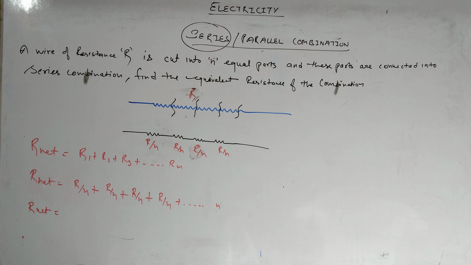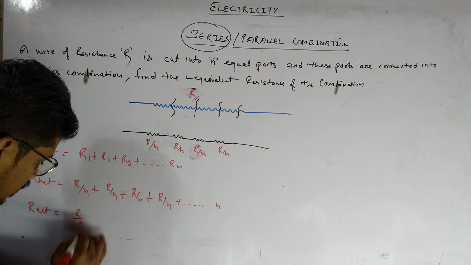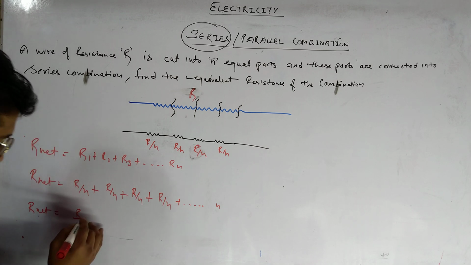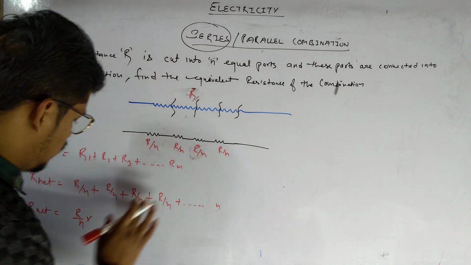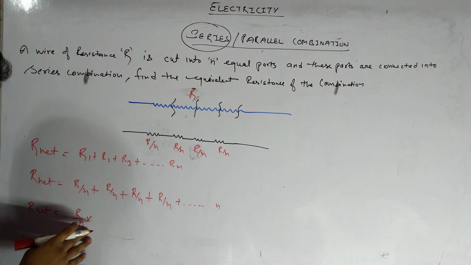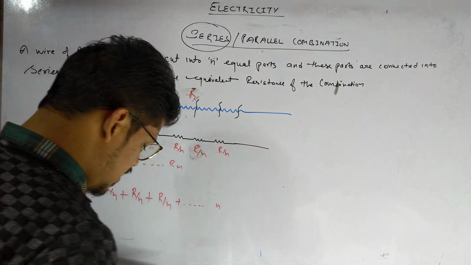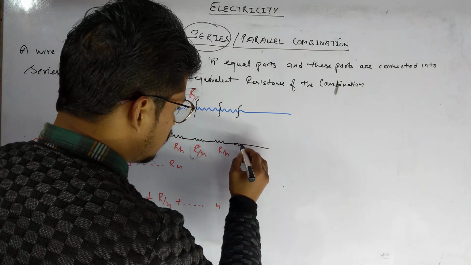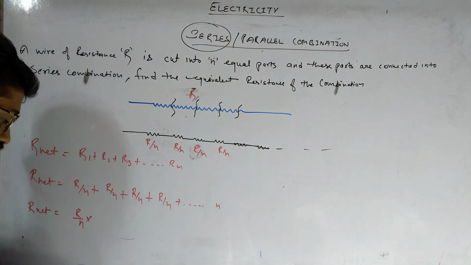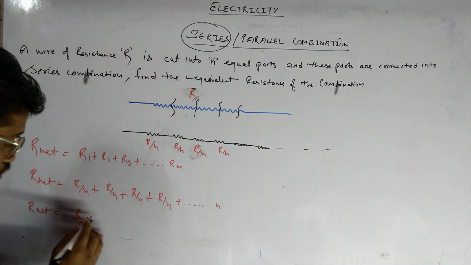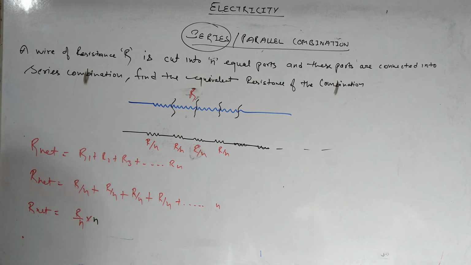Okay, so can we write this R by N, R by N into, if this is a 4, 1 2 3 4, so we have to directly multiply by the 4, but this is n equal parts. I don't know how many n they are there. So R by N into n, can we write like this?